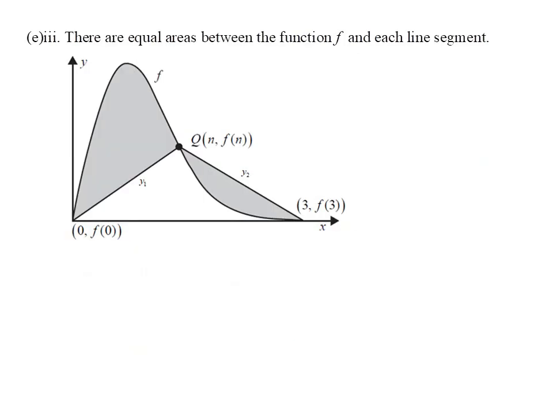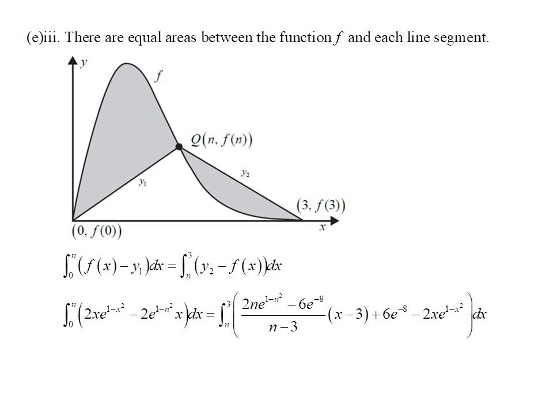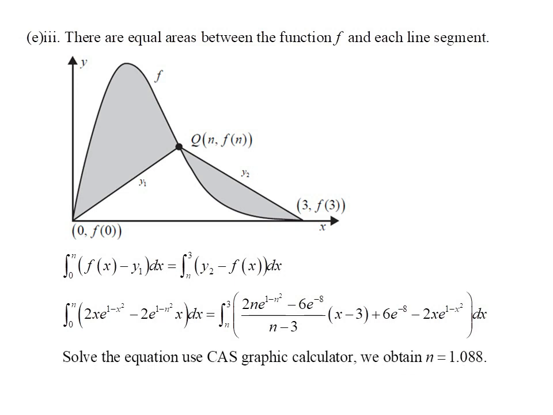The question in subpart 3 is to find the value of n if the two shaded areas are equal as shown in the diagram. Hence, we have the equation of the two equal areas. The integral from 0 to n of (f of x minus y1) with respect to x equals the integral from n to 3 of (y2 minus f of x) with respect to x. After substituting the functions for both y1 and y2, we may use the CAS graphic calculator to solve the equation and obtain the value of n, which approximately equals 1.088.